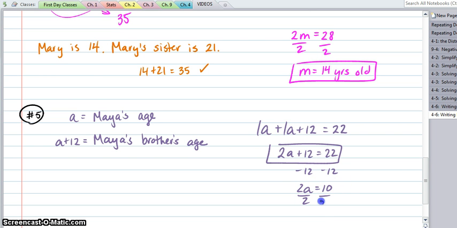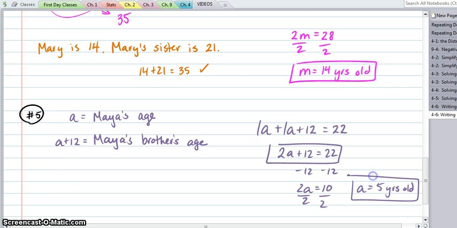When I balance, I find that A equals 5 years old. Well, what does A represent? That's Maya's age. Okay, so Maya is 5. If I want to find out her brother's age, like the problem before, I just need to add 12 to 5. That would give me 17. So Maya's brother is 17.